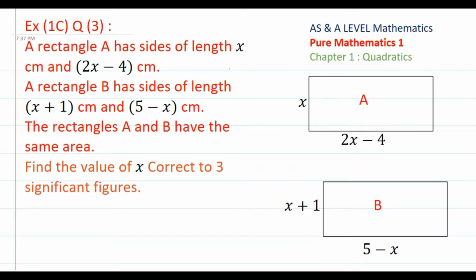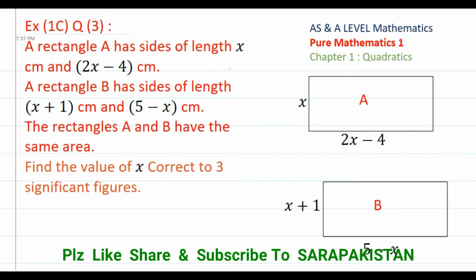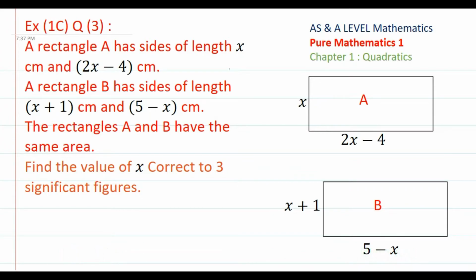We are doing today exercise 1C question number 3. In this question you are given two triangles which have the same area and you have to find the value of x. To solve this question we simply apply the formula for area and put the two areas equal to each other. Let's start it.